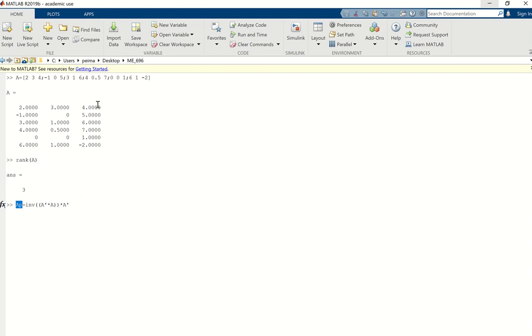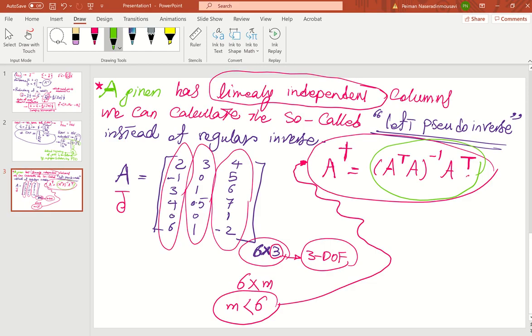Because we have 3 columns, if I calculate the rank of A, it is 3, so this is full rank column-wise. So here we go, this is the pseudo inverse. And the pseudo inverse is interesting because A is 6 by 3, and this is 3 by 6. Now look here, guys. This is not magic, this is mathematics. So the A pseudo inverse is 3 by 6.